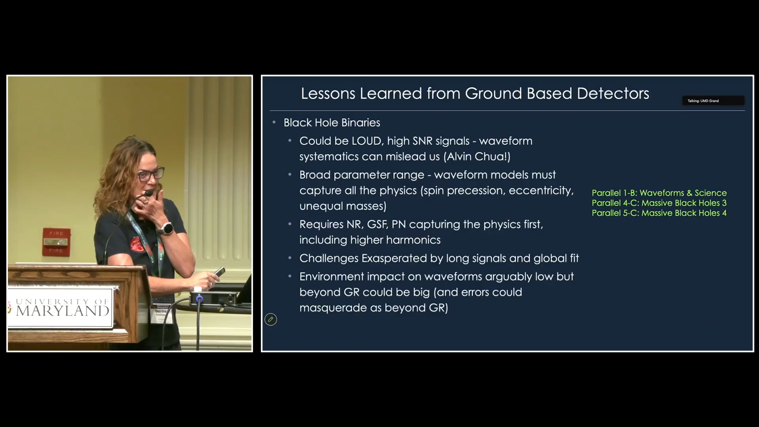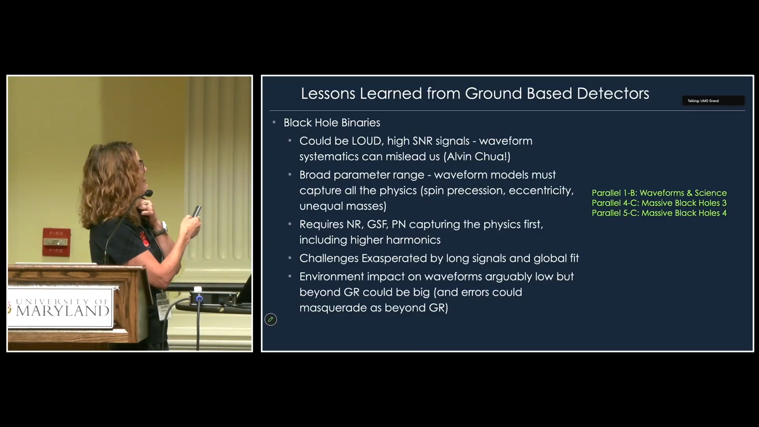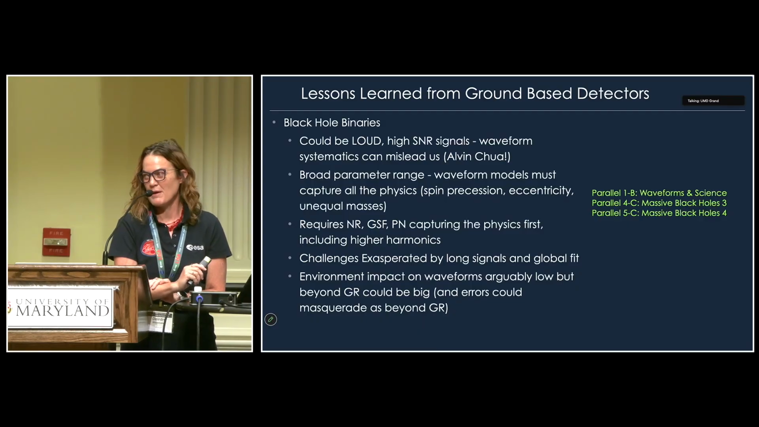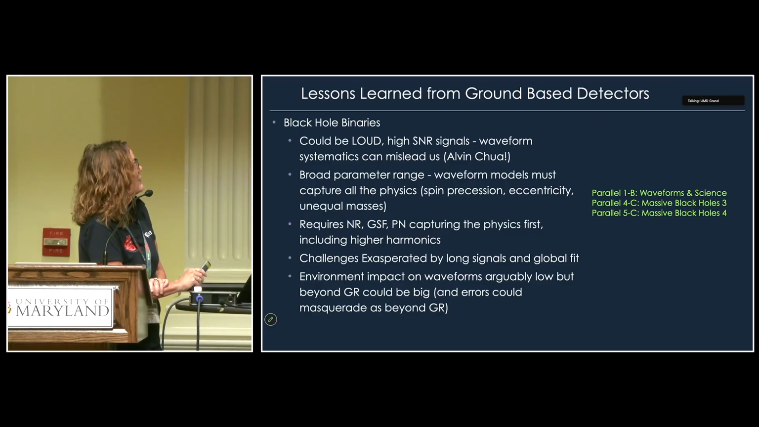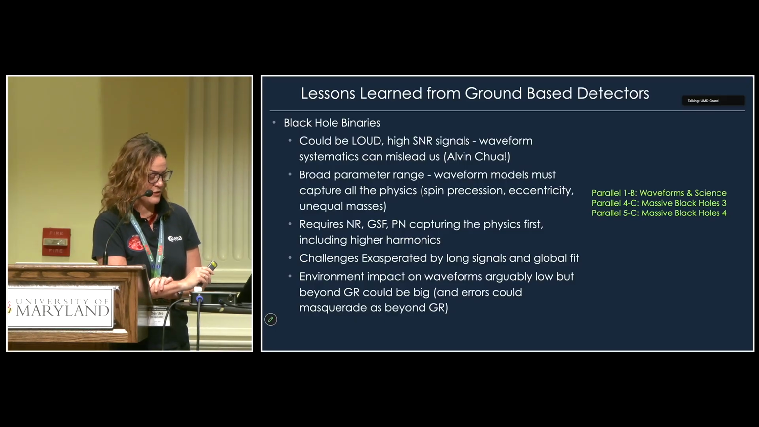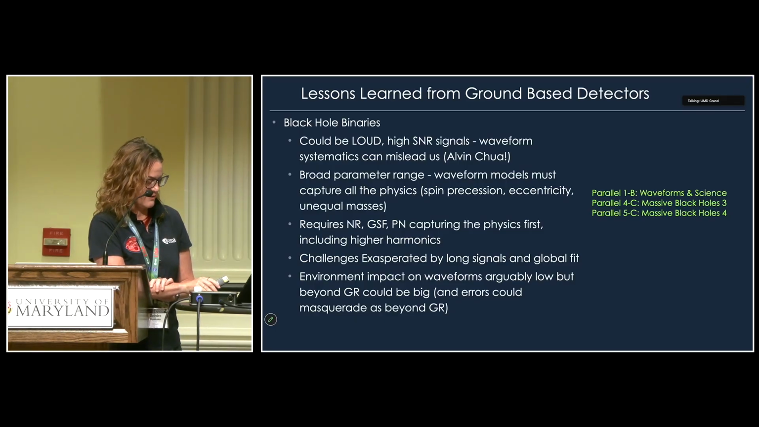I'm going to make the claim, it could be controversial, that environmental impact is not important in the BBH case, not because I don't like electromagnetic counterparts, but because it doesn't impact the waveform of a massive black hole binary signal. But beyond GR very well might, because if you can't disentangle GR physics, we might miss or assume a beyond GR signal that is really a systematic error.